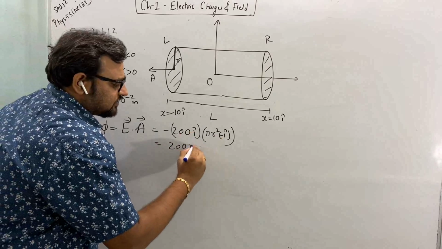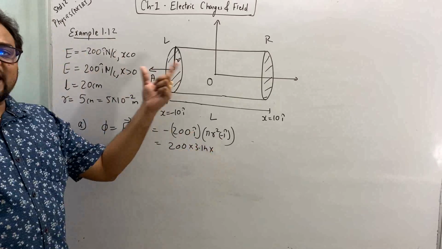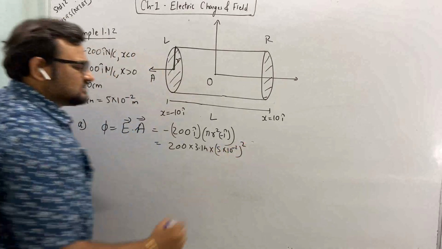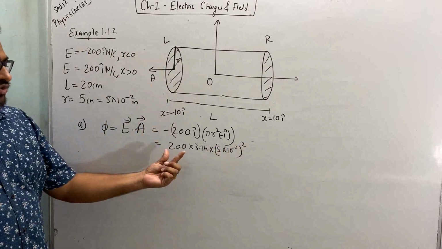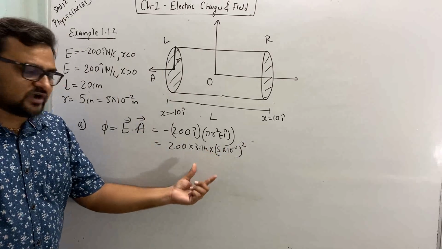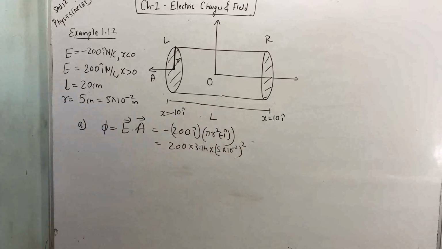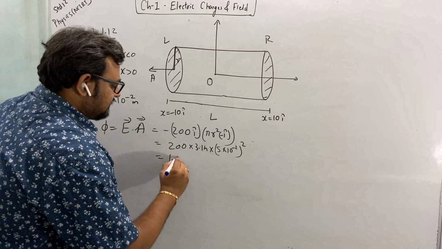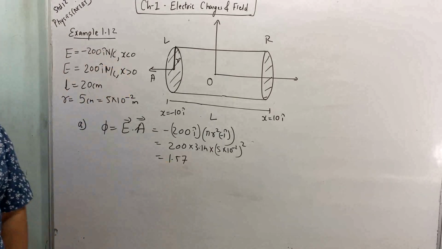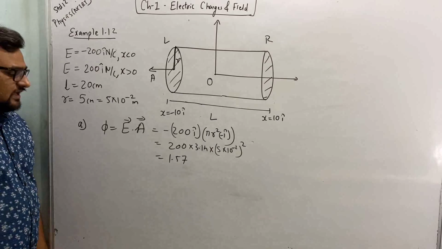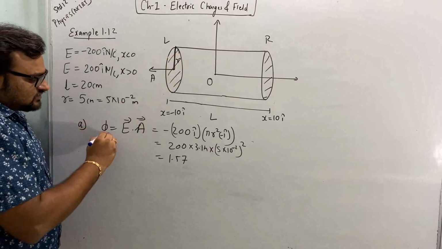Pi means 3.14. And what is r? Radius is 5 into 10 raised to minus 2, squared. Clear? So just solve it: 200 into 3.14 into 5 into 5 into 10 raised to minus 4. Let me calculate it. The value of it is 1.57 Newton meter square per coulomb. So this is the flux on the left side.